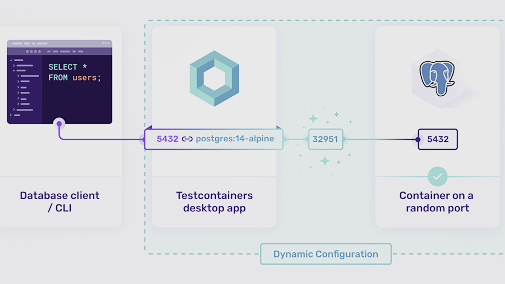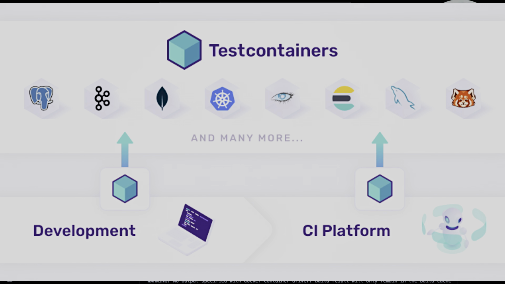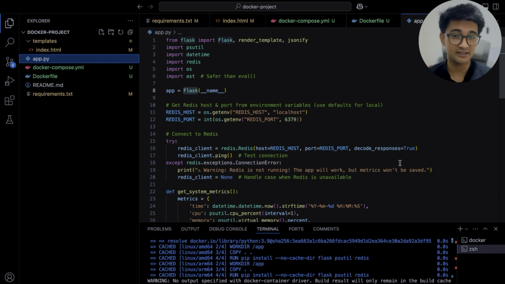Similarly, imagine you're working on a Postgres application. You can use Testcontainers to just test it without installing the database on your local machine. So using Testcontainers, you can test your databases, APIs, etc. without actually installing them. It will be testing on a container which is going to be temporary, and after the test, it will be deleted.